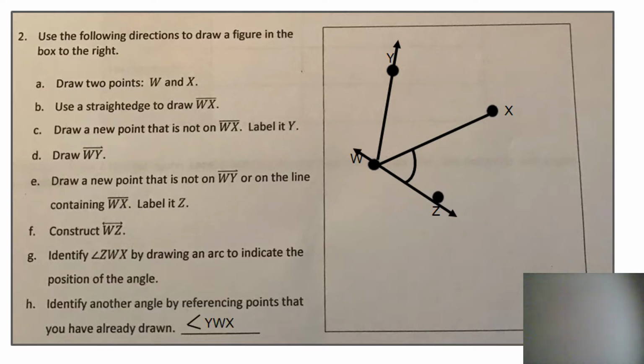Then it says identify another angle, so it has to be different than ZWX, and it can't be XWZ. It has to be different, by referencing the points that you have already drawn. So you have to have the symbol for angle, and I chose YWX, which would be an arc here. Okay?